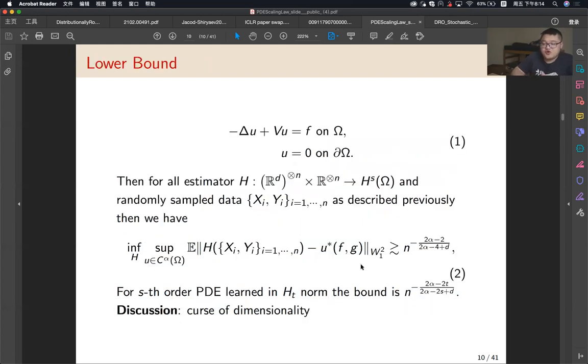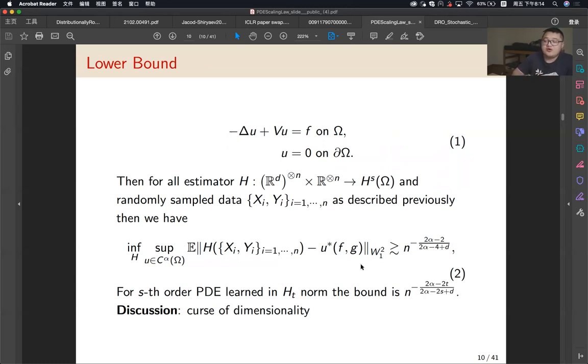So let me first show you the lower bound. What is the lower bound saying? It is a minimax optimality bound. It's a very standard notion in statistics but not a standard notion in the numerical PDE community, so I will tell you what this bound is saying. This bound considers all the estimators. An estimator is a mapping from n data points to a function in the Sobolev space.